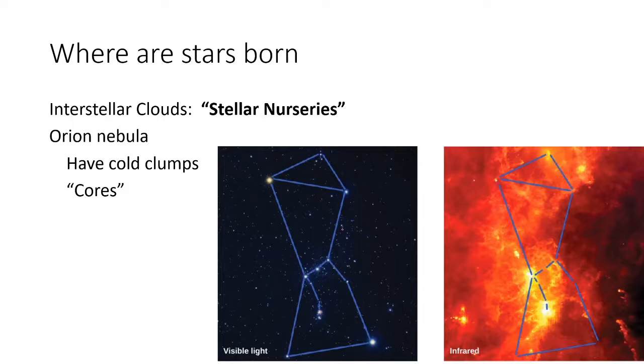Now, if we look at it in the visible light, that's what you or I would see in the night sky. But if we look at the infrared, we can see a lot of gas and dust there. And there's some spots that are cold clumps. And those are the cores. Now, what that means is it's a little colder, it's a little denser, and because of gravity, which is what gets the star started, it can start to attract the atoms and the dust in there.